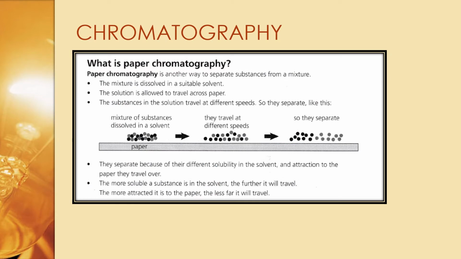So what is paper chromatography? Paper chromatography is another way to separate substances from a mixture. The mixture is dissolved in a suitable solvent. You can use any solvent, you can use water, but the polarity of water is not really good. The suitability will be good, but the scale of the polarity of water is not really good.